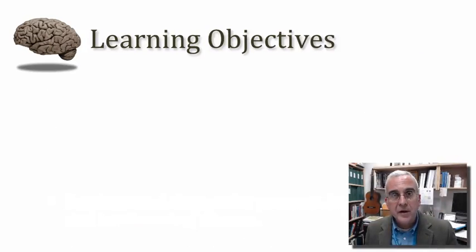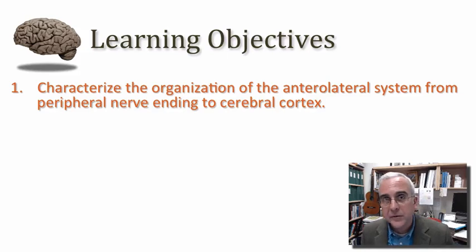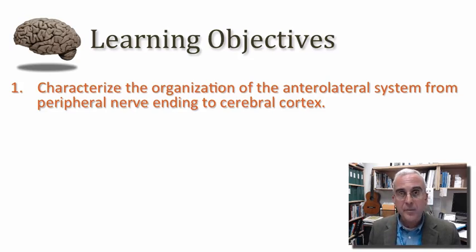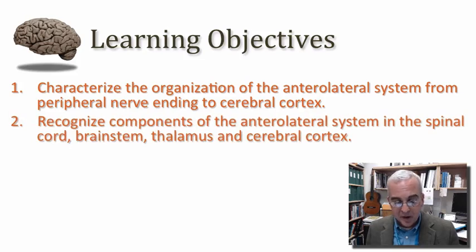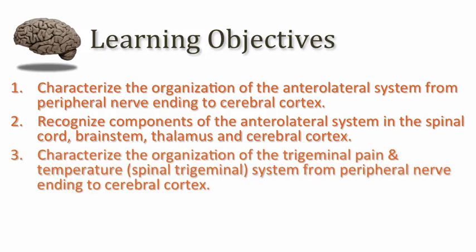So, with that context established, I would say our learning objectives are to characterize verbally, pictorially, and to recognize visually. So we're going to characterize the organization of our pain pathways. An important pain pathway is called the anterolateral system, and this allows us to talk about the transmission of pain from a peripheral nerve right on up to the cerebral cortex. I want you to be able to recognize what the components of this pathway actually look like in cross sections through the nervous system.